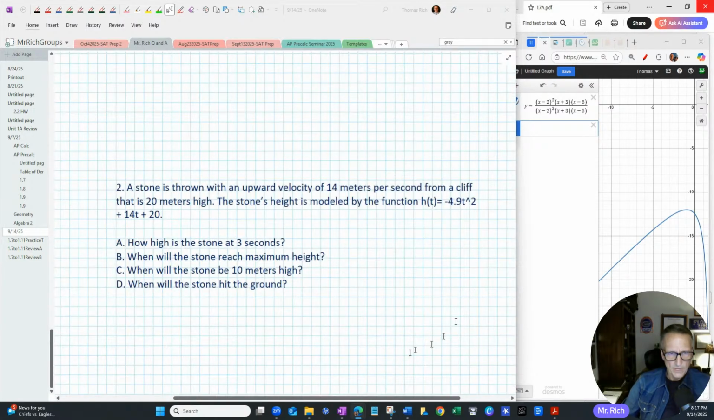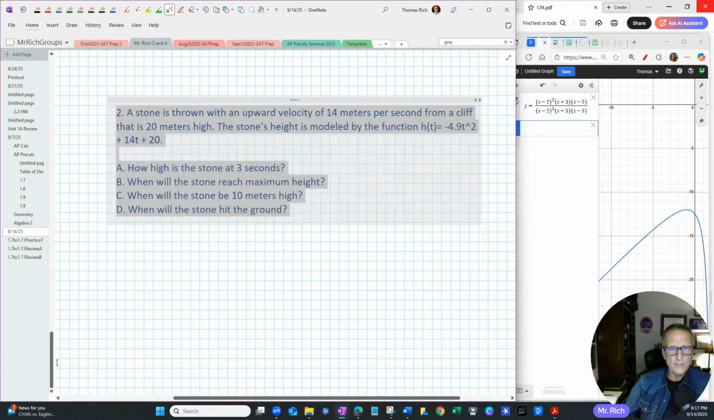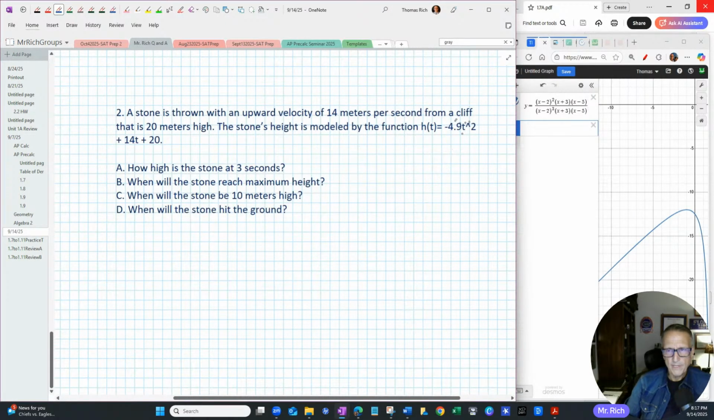Here it is. A stone is thrown with an upward velocity of 14 meters per second from a cliff that is 20 meters high. The stone's height is modeled by this function. How high is the stone at 3 seconds? When will the stone reach maximum height? When will the stone be 10 meters? When will the stone hit the ground?